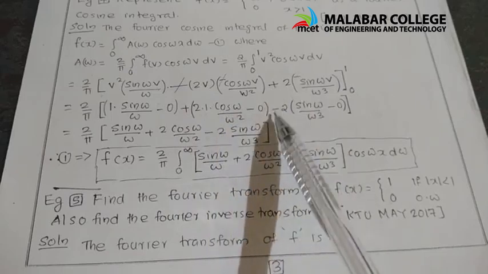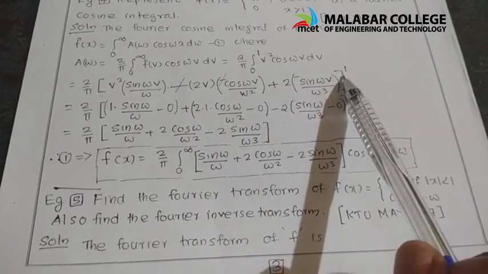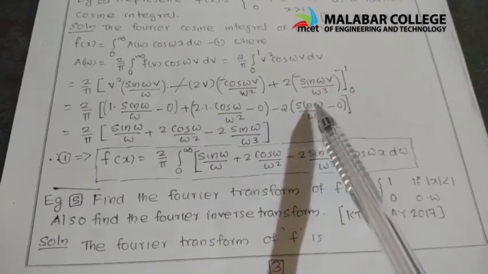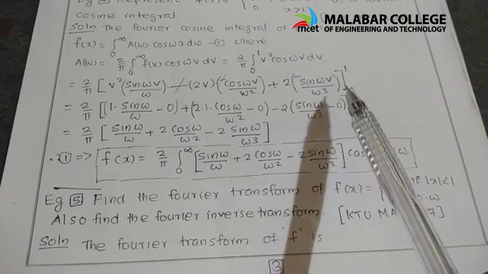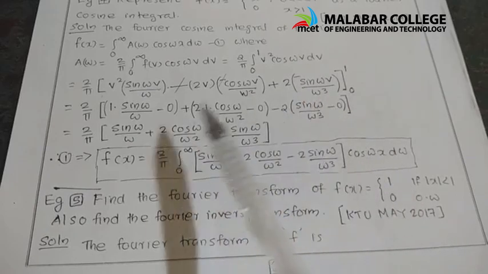This minus I am taking out here, and 2 I am writing here. Then in the bracket, I have to apply the upper limit, v equal to 1. So it is sine omega into 1, which means sine omega by omega cube, minus, and we know sine 0 is 0. So this is 0 here. So I will get only 3 terms here.